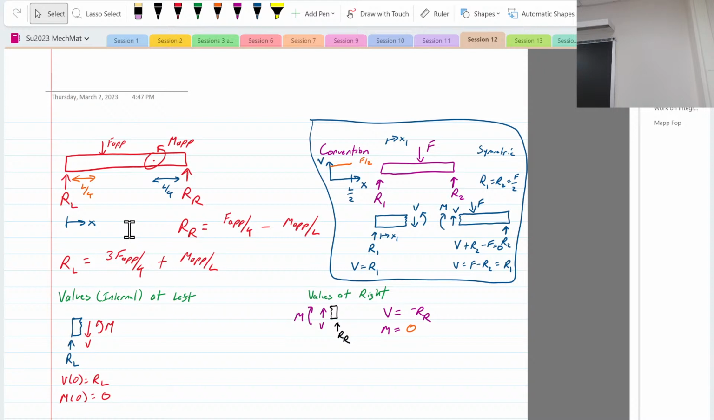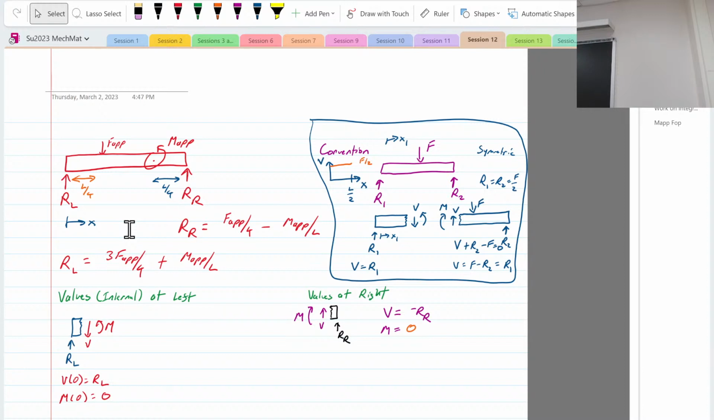So is it reaction force left times L, plus or minus force applied times 3L/4, and then plus moment applied or minus, for the sum? If I'm doing external equilibrium, I've got my RL and my RR, and I've got all these things in there. Those FAP and MAP are both going to be positive.